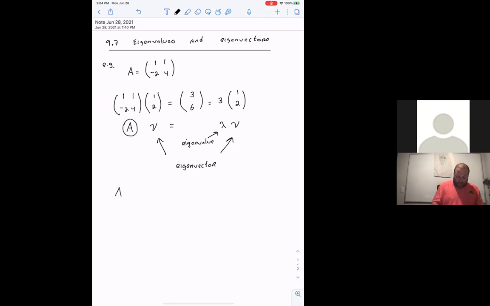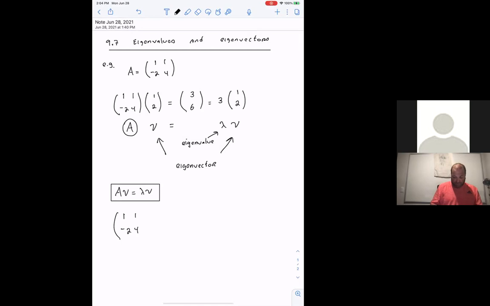Again, we are looking to satisfy this equation where all you're given is A. Here's a matrix. Find me its eigenvectors, find me its eigenvalues. That's the goal. In the example that we did, I demonstrated that the vector 1, 2 was an eigenvector with an eigenvalue of 3, but I didn't show how to find it. Are there any other eigenvectors?